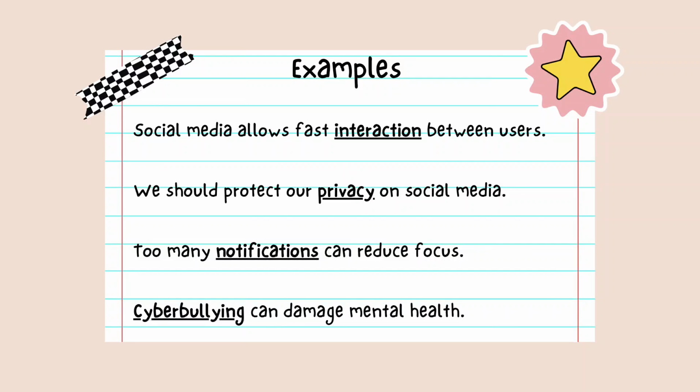After the vocabulary list, I have some examples. The first example uses interaction. The sentence is, social media allows fast interaction between users. Second is privacy. The sentence is, we should protect our privacy on social media. The third is notification. Too many notifications can reduce focus. The last example is cyberbullying. The sentence is, cyberbullying can damage mental health.